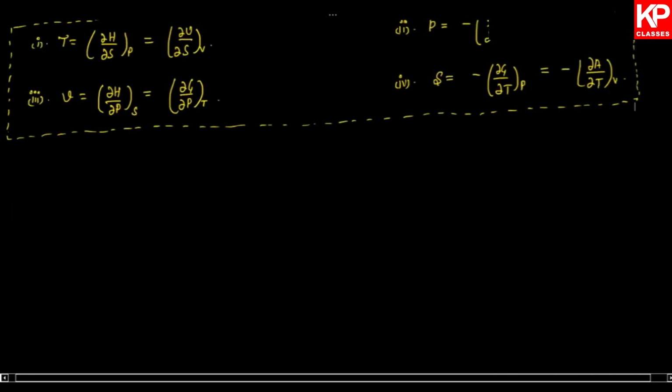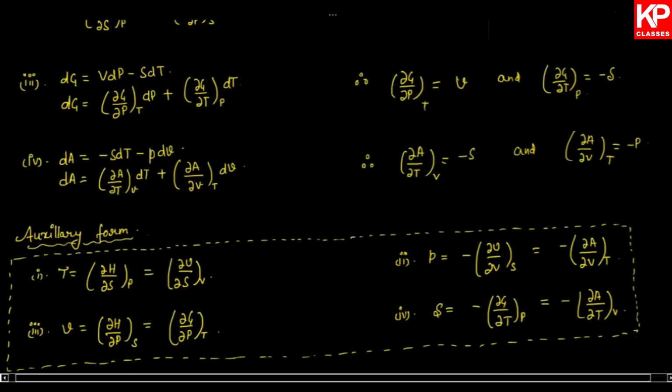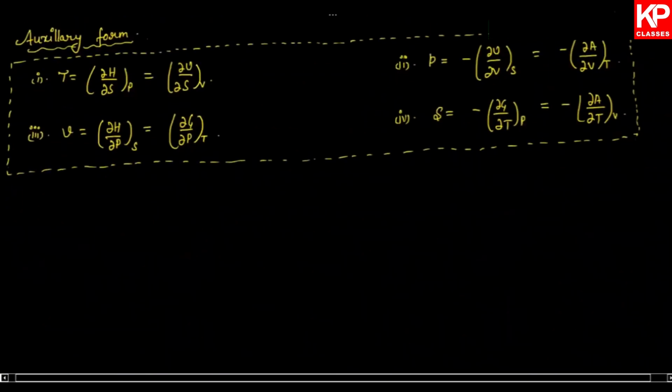All right, so we have seen the thermodynamic relations in the differential form. Then we have also seen the relations in the auxiliary form. Now what we are going to do is find the Maxwell relations. So the third section of this chapter is the Maxwell relations.